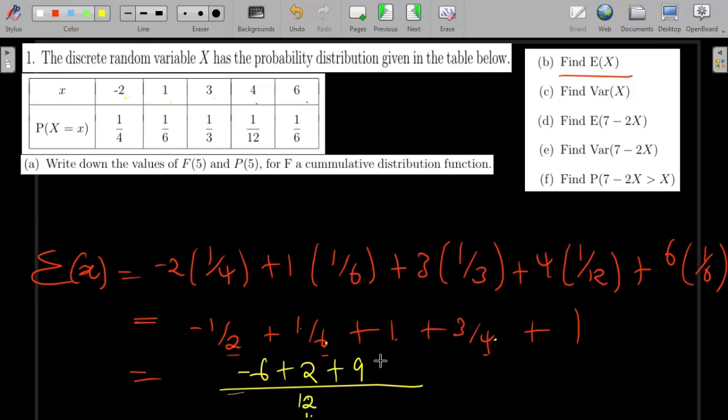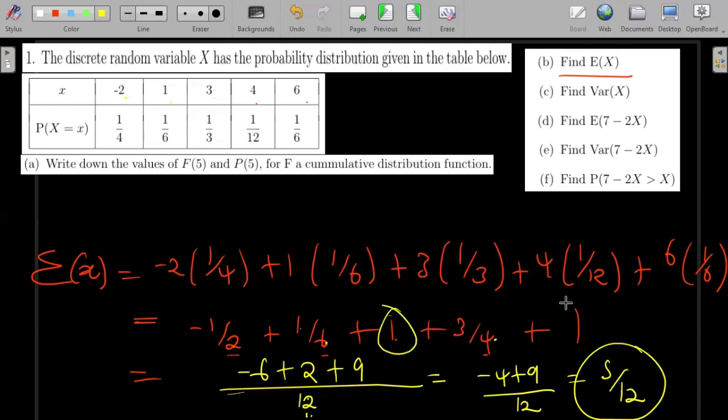So what are we going to get here now? This 2 minus 6, we are going to get -4, plus 9, divided by 12. So this is going to give us 9 minus 4, which is 5 over 12. Then I add this 1 and 1, so plus 2. So what are we going to get there?